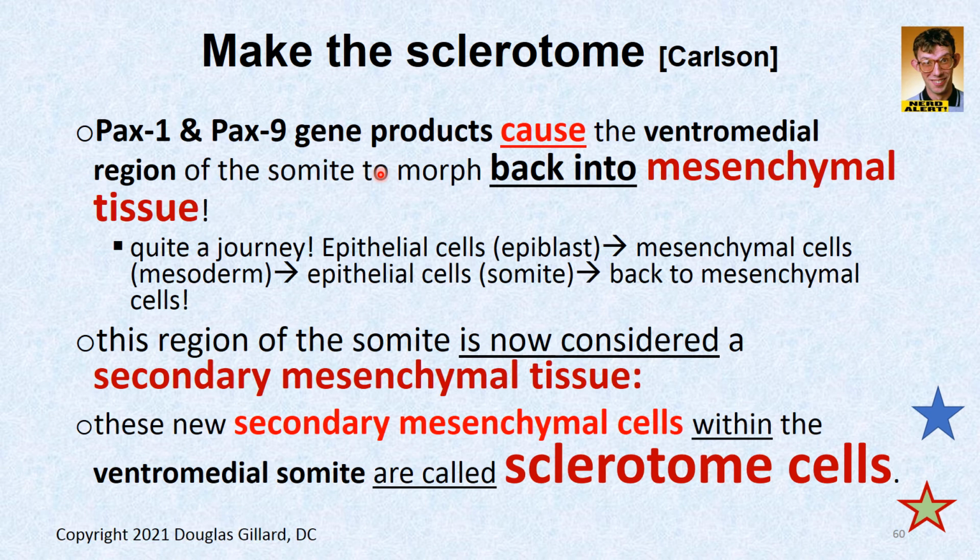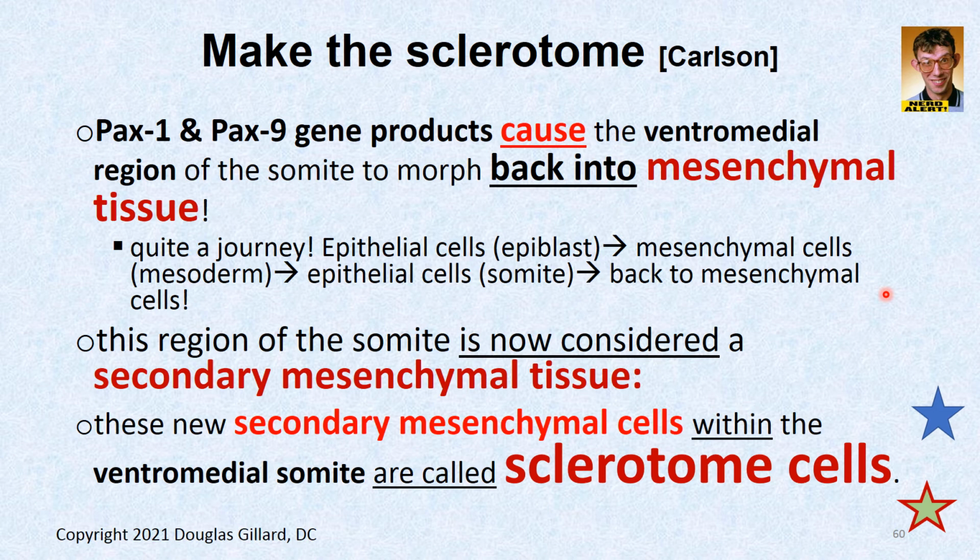Well, what the heck? We just turned mesoderm into epithelium to clump to create the somites, and now we're converting it back into mesenchymal tissue. It's crazy. If you look at the whole picture, remember epiblast cells were converted into mesenchymal cells that formed the mesoderm, and then we had to clump the mesoderm to form somites. So they went back into epithelial cells, and now we're going back into mesenchymal cells. It's crazy, isn't it? And that's because of PAX1 and PAX9. You can call this now a secondary mesenchymal tissue because it's already been mesenchyme. It clumped into epithelial cells to form a somite, and now it's back into mesenchyme. So that's called a secondary mesenchymal tissue.